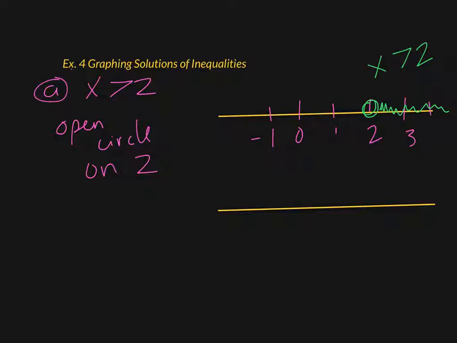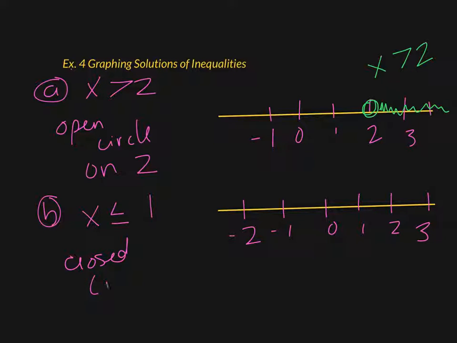Now, let's say we want to graph x is less than or equal to 1. Here, because of the or equal to, it's going to be a closed circle on 1. So go ahead and make that. Closed circle on 1. And then we're shading everything to the left of that.